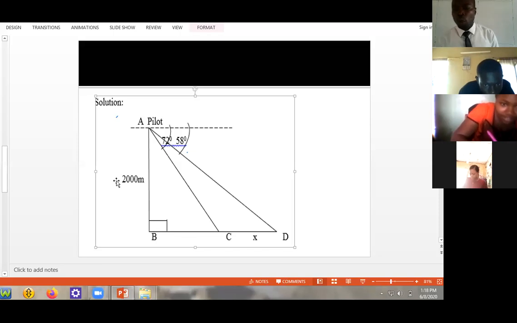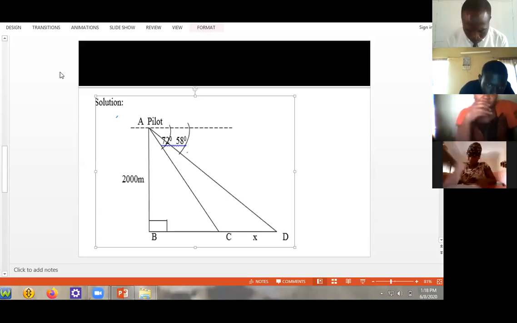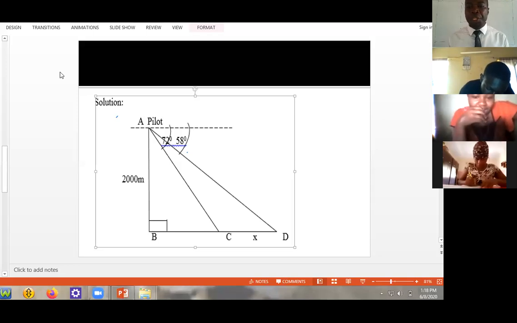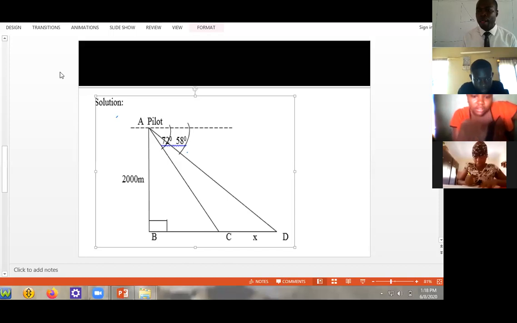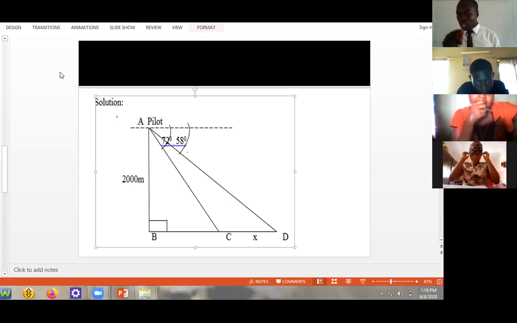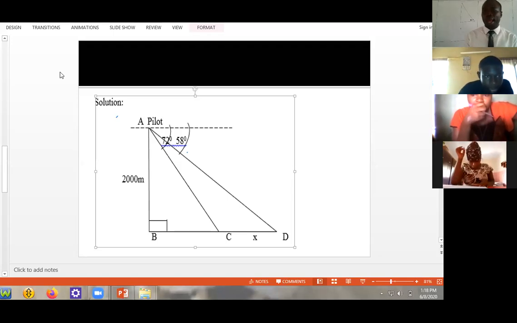Class members, so now let's solve it. Let's solve it. I want to see the answer. Who will tell us how to solve it? What are we looking for? We are looking for BD, the distance between the two boats. So we are looking for X. We are looking for CD, and your CD is your X. True or false? True. So that is X you are looking for. But you can't just get X like that. You need to take the triangle one after the other and solve it. Is that okay?